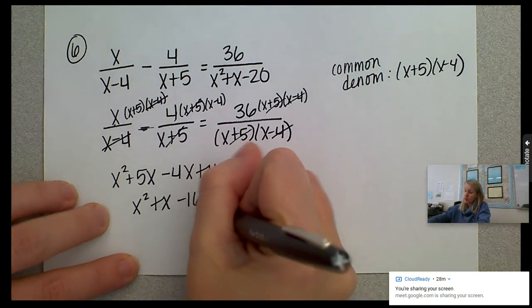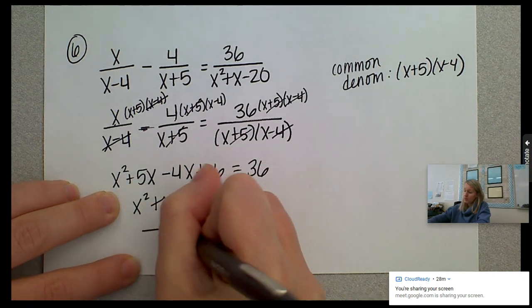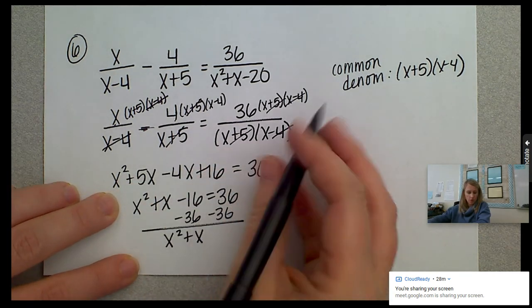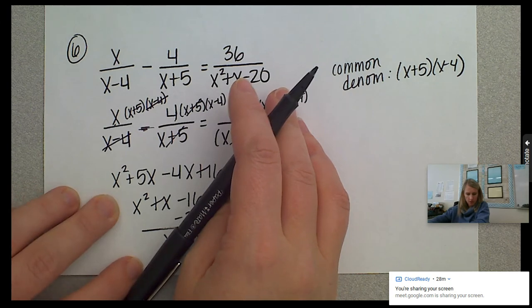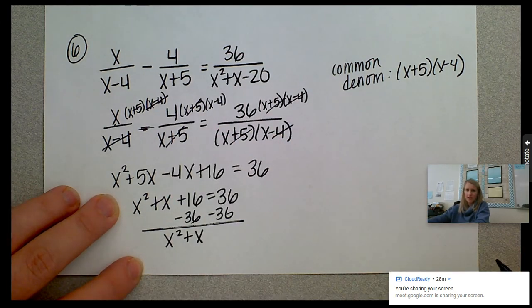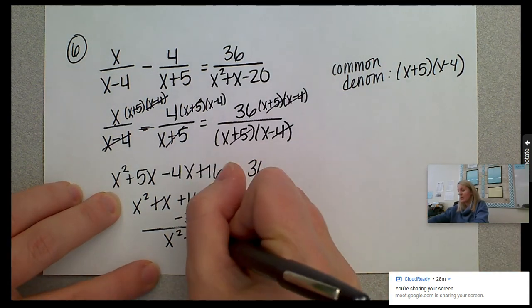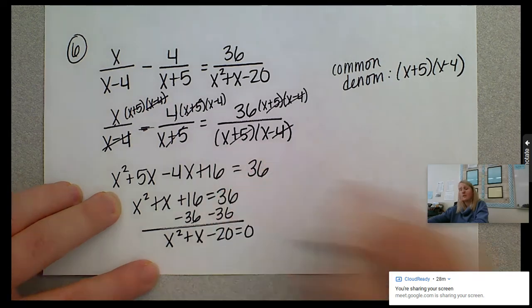So I'm just going to move this 36 over here, and I'll be left with x squared plus x. What is wrong with me? I just keep writing the incorrect signs. I'm sorry, that was a plus 16. I'm subtracting 36. That would give me minus 20 equals 0.